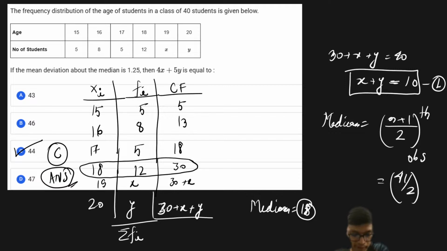Please let me know if this is not clear anywhere. I will repeat it again. Okay, so I'm assuming this is clear.